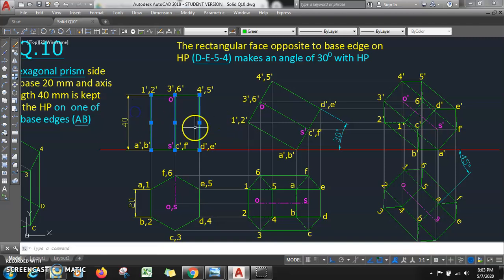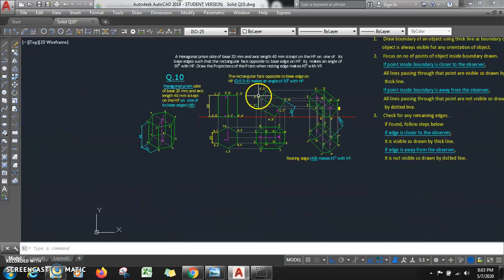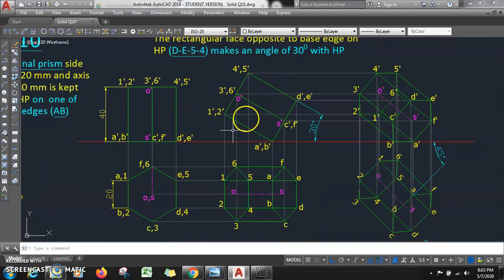Okay, so I copied the complete object from this place to this place, and I have rotated the object about point a dash comma b dash by 60 degrees, so that the angle for this surface becomes 30 degrees. Now once I get this, I will draw projectors. How many will come? 1 2 3 4 5 6. And from the top view, how many projectors will come? 5 projectors. Locate all the points: A B C D E F, 1 2 3 4 5 6 and axis OS.